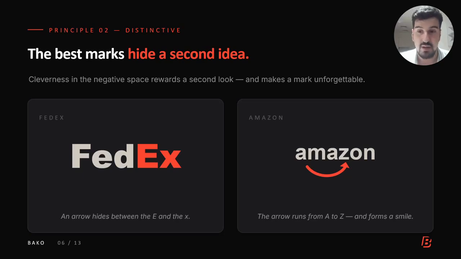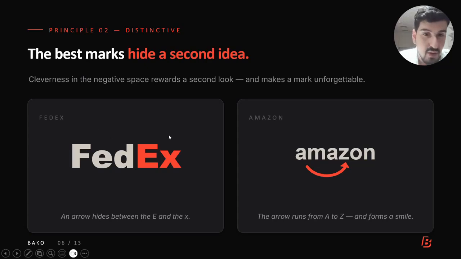You have the FedEx logo with an arrow hidden in the negative space of the E and the X, and it's done in such a clever way that they haven't really compromised the way it reads, and it serves a double purpose. It's a transport company and it shows motion and moving in the right, forward direction. So this is really cleverly done.